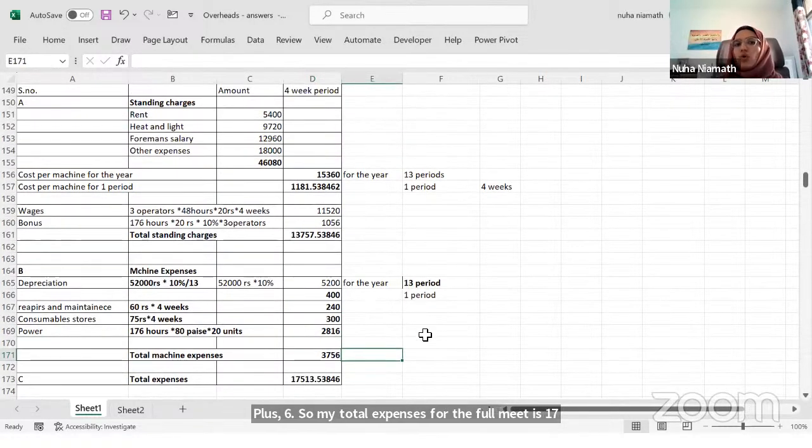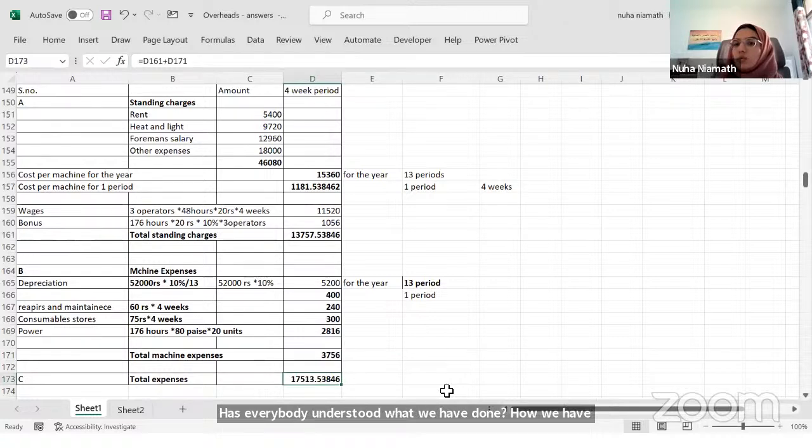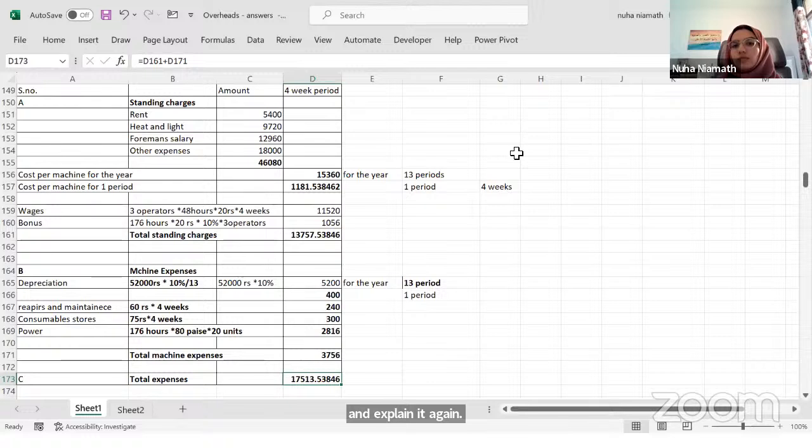Has everybody understood what we have done, how we have calculated and come and arrive at 17,500? Please let me know in the chat box. Or is there any component you want me to explain again? Is the 13 period concept not clear? Please let me know. I'll explain it again. How about the others? I'm not seeing much response.